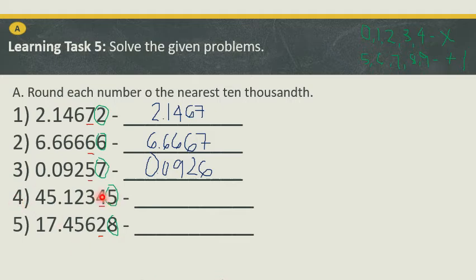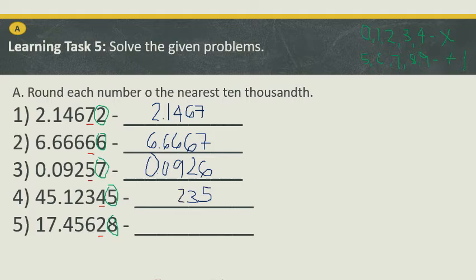Then, sa number 4, ang rounding digit natin is 4. Ang katabi niya is 5. So, ito siya. So, plus 1 na naman. So, ang 4 ay magiging 5. Then, yung lahat ng nasa unahan niya ay kokopyahin. Yung lahat ng nasa kaliwa ay kokopyahin. Yung nasa kanan ay maiiwan. So, kopyahin natin itong nasa unahan.